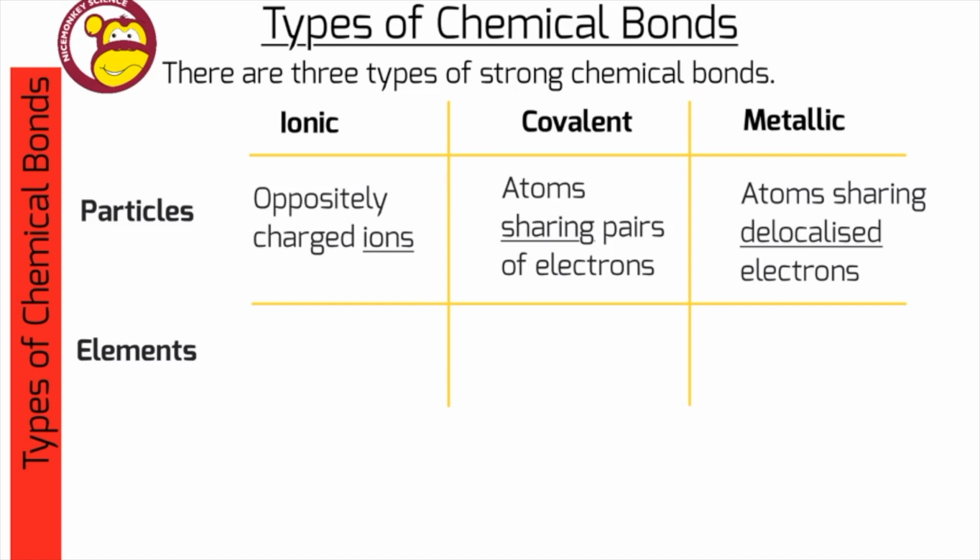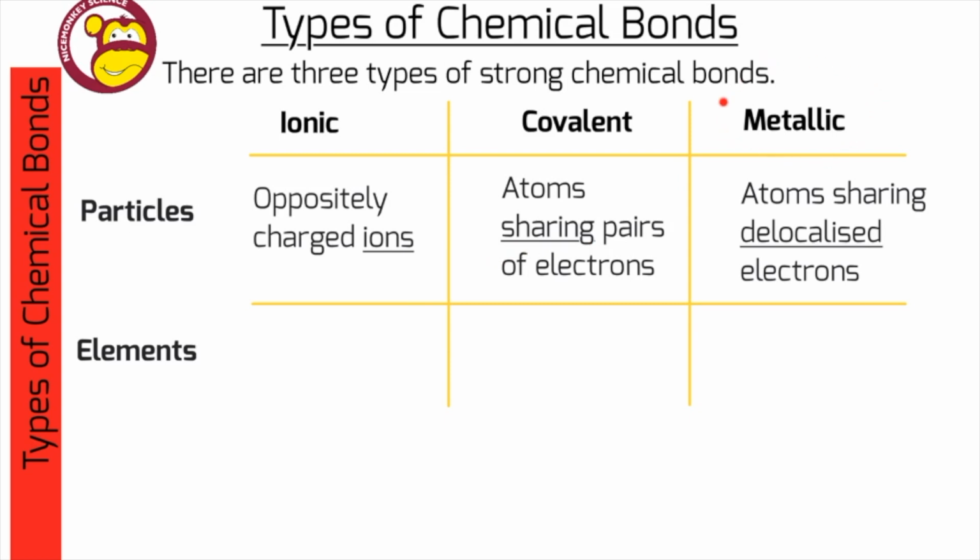Next we have covalent bonds, and these are formed of particles that are atoms that end up sharing pairs of electrons. Covalent is made up of atoms sharing pairs of electrons.